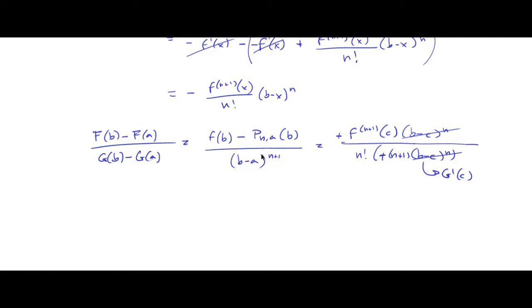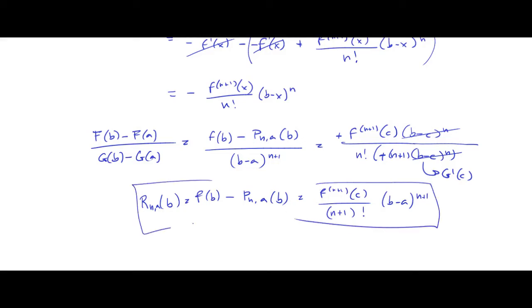And then we have that the difference between f at b and the polynomial at b, which is the remainder at b, is equal, if you multiply by (b minus a) to the n plus 1, to the (n plus 1)th derivative at c divided by (n plus 1) factorial. This is (n plus 1) factorial times (b minus a) to the n plus 1, which completes the proof. Okay, this is the form that we were looking for.